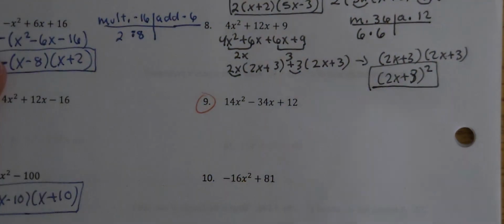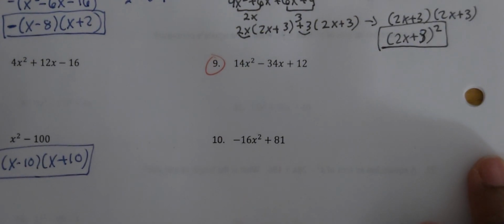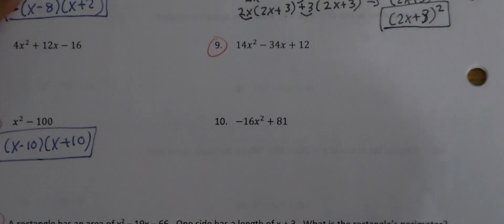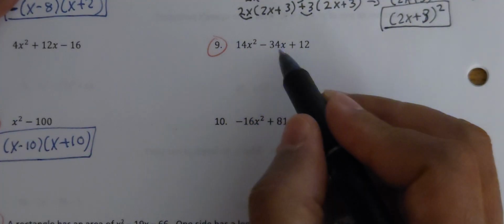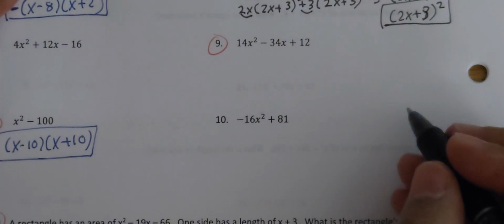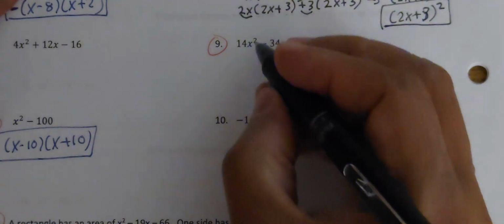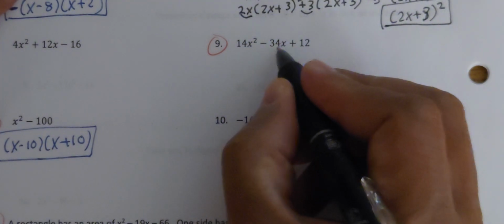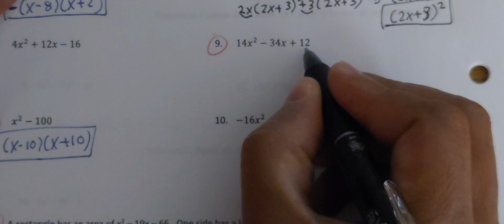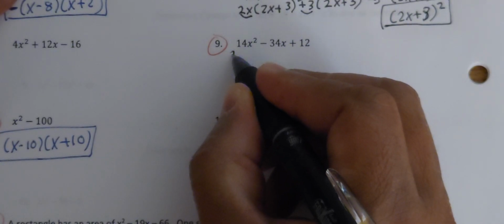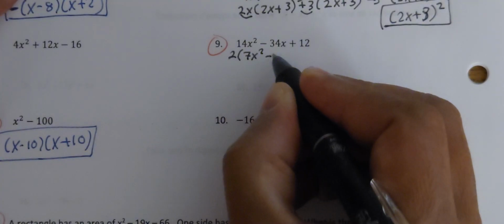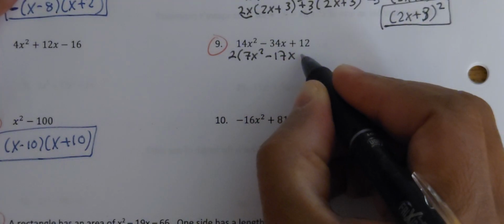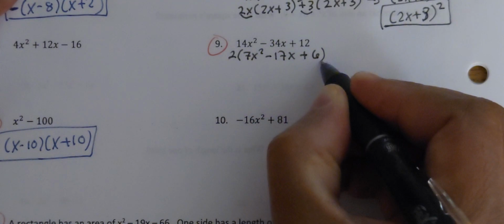Let's do number 14, since we're here. So I've done one even. Hopefully that's not that bad. So 14, 34, and 12. Do 14, 34, and 12 have a factor in common or a GCF? The answer is yes, right? This is divisible by 2, this is divisible by 2, and this is also divisible by 2. So I'm going to factor out the GCF of 2. So then this becomes 7x squared minus 17x plus 6.